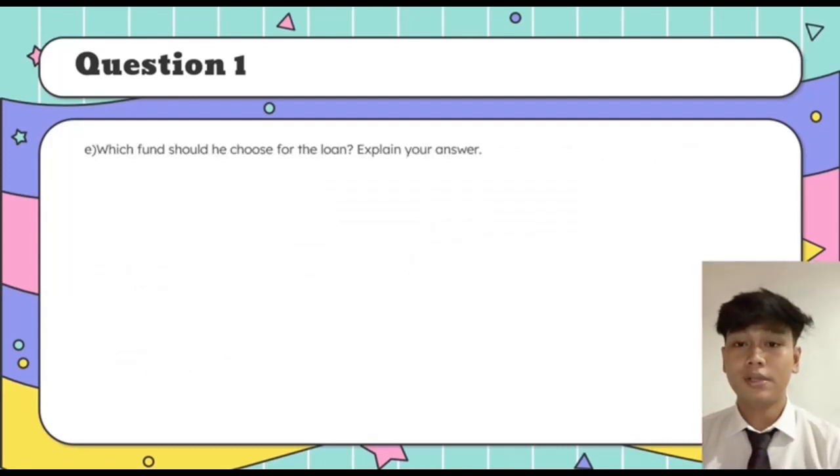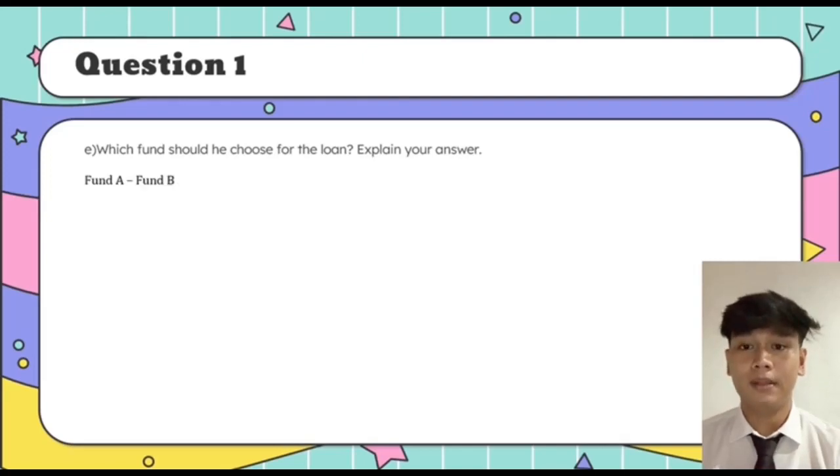Next question is question E. Which fund should you choose for the loan? Explain your answer. I will use this formula to explain my answer, which is Fund A minus Fund B.